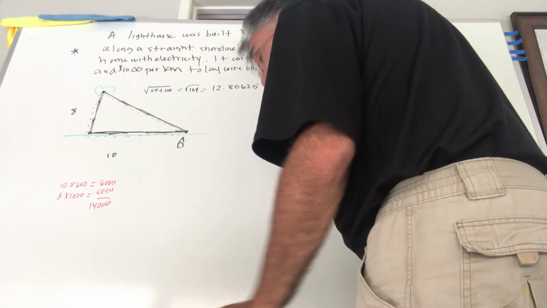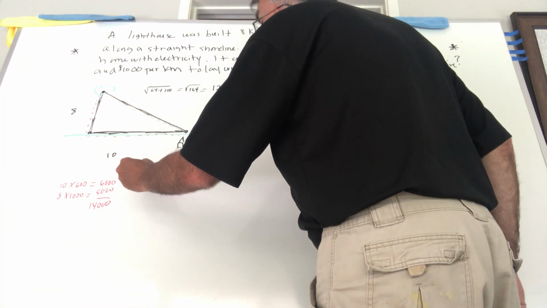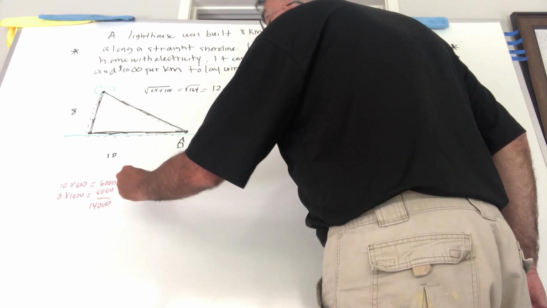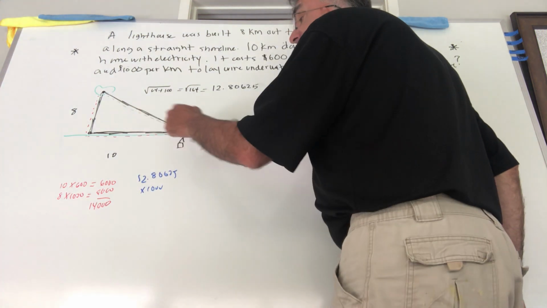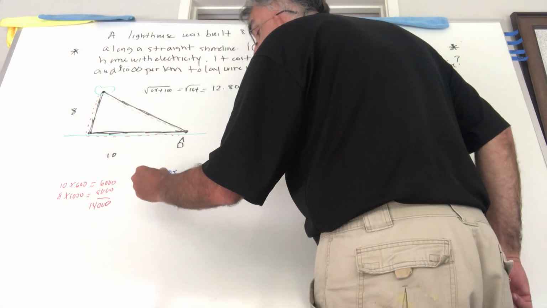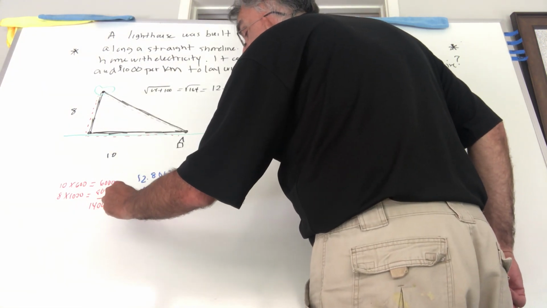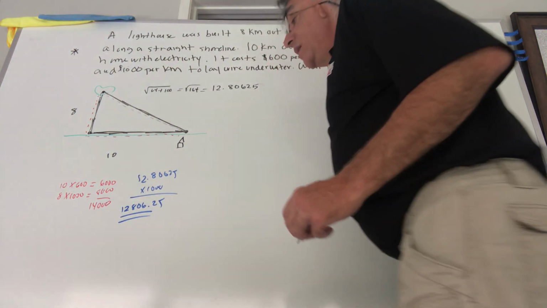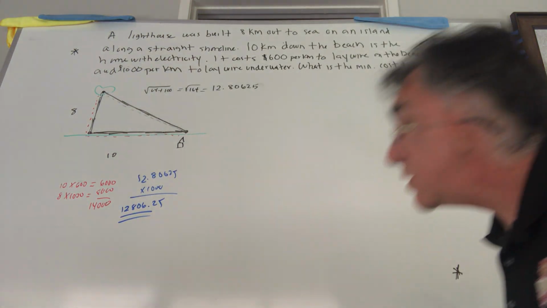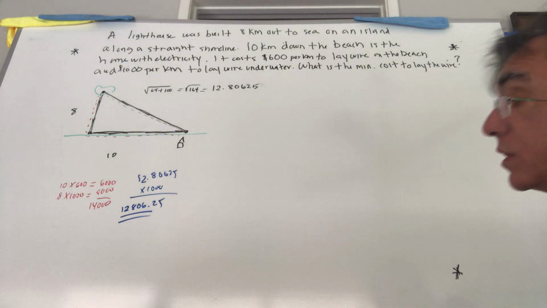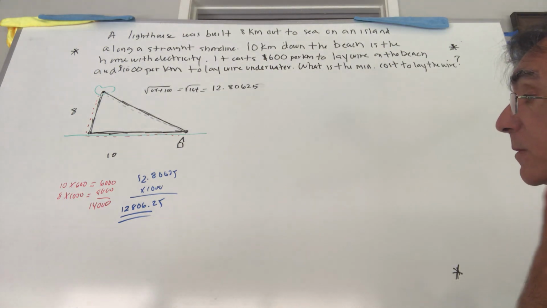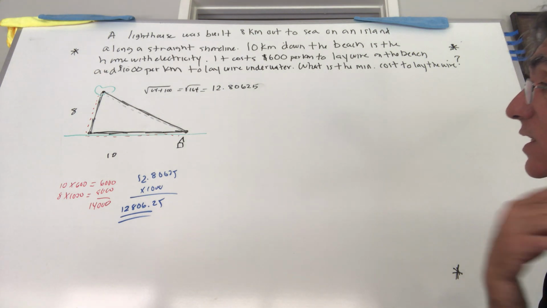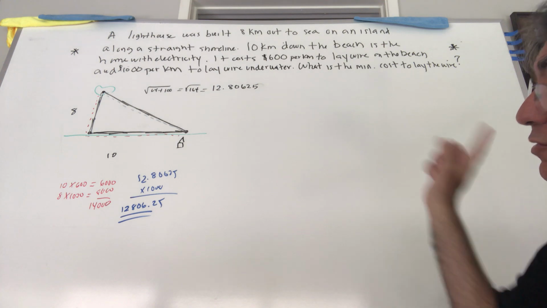My blue's dying on me here. Let's see if I can try another blue. 12.80625 times 1,000. One other possibility is to go all the way out there. And so what is that? It turns out that would be cheaper. So it'd be $14,000 to run it down the beach and then go out, and it would be $12,806.25 to just go straight out.